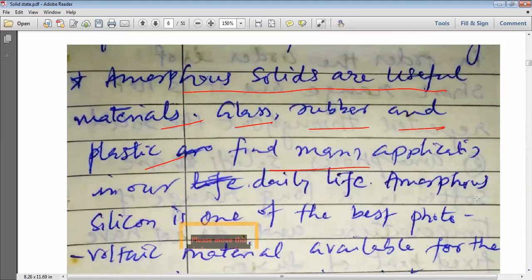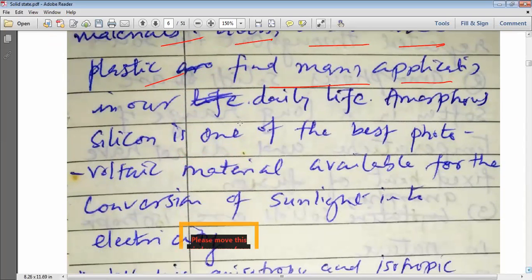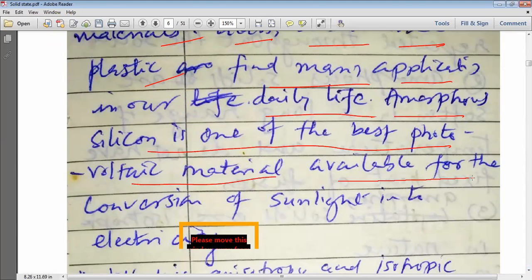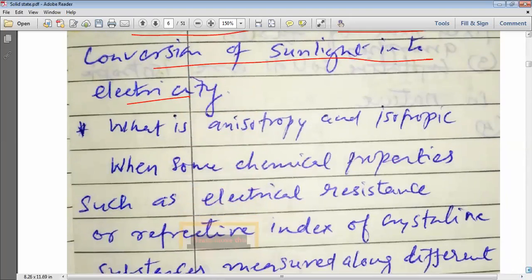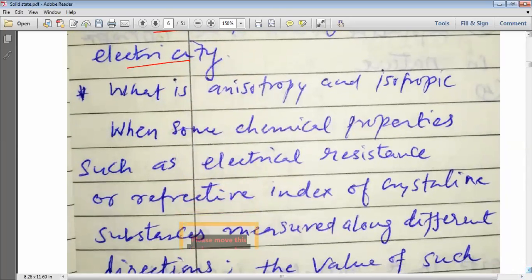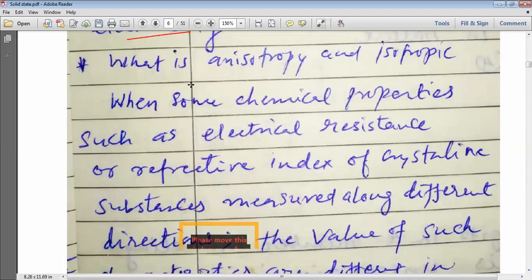Find their applications in our daily life. Amorphous silicon is one of the best photovoltaic materials available for the conversion of sunlight into electricity. So please remember that there is an amorphous solid known as amorphous silicon, and this amorphous silicon is used to convert sunlight into electricity by the cell known as the photovoltaic cell or solar cell.